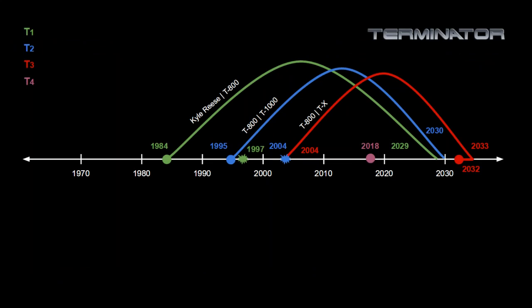Enter Terminator Genisys Reboot and all the complexities that come with its timelines. There is an obvious gap in the story at the moment, which can actually be explained. What we do know so far is that the movie opens with the original scenes of the unaltered 2029 when both the original T-800 and Kyle Reese were sent back.